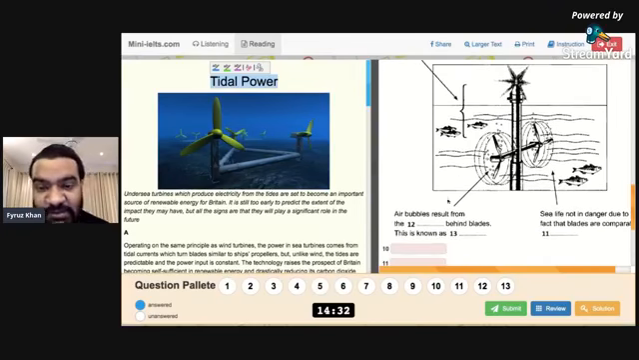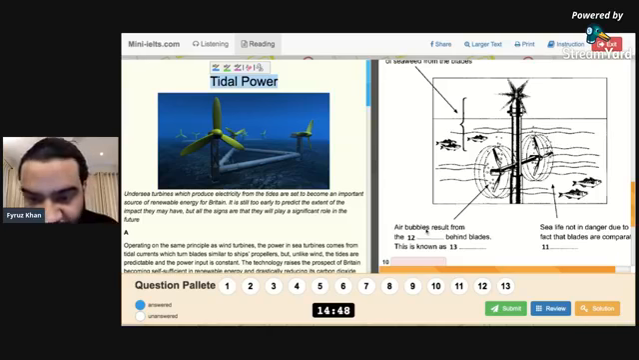Air bubbles result from the dash behind blades. This is known as. Your keywords here may be air bubbles, blades, and this is known as. So probably this is a process or the name of some procedure. If you look at air bubbles behind blades, if you look at these keywords, you will easily find the answer in the passage.